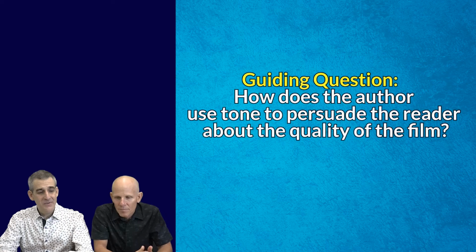So what do you say we go right into it, read this guiding question, and think a little bit about what the writer's doing? Let's do it, Giles. Folks, the guiding question for this text is as follows. How does the author use tone to persuade the reader about the quality of the film?